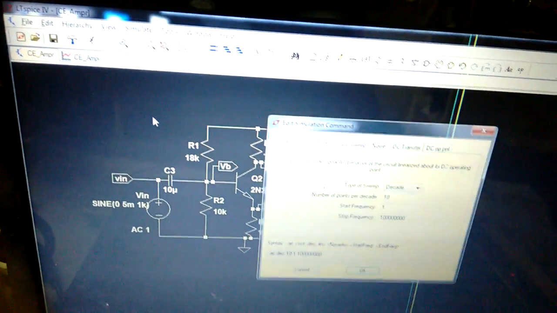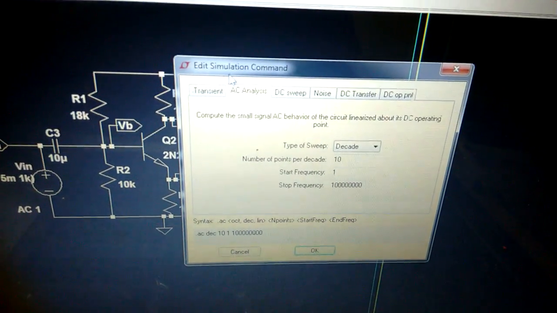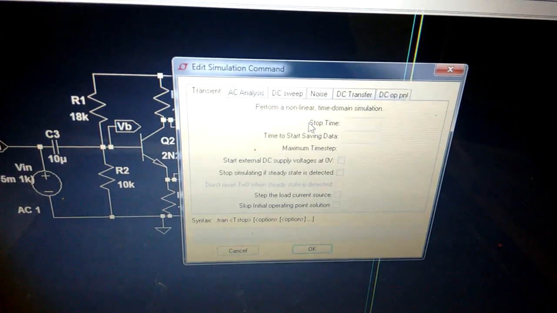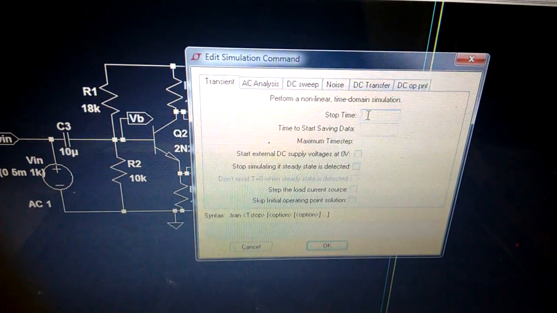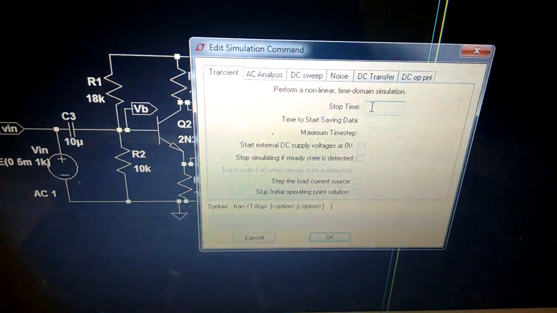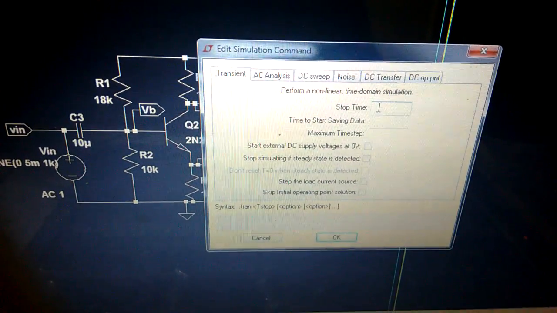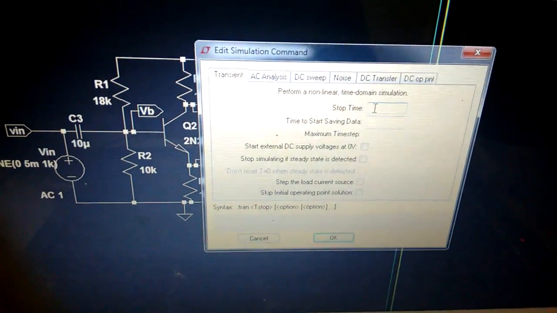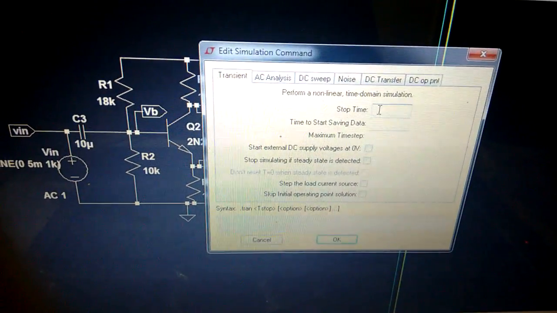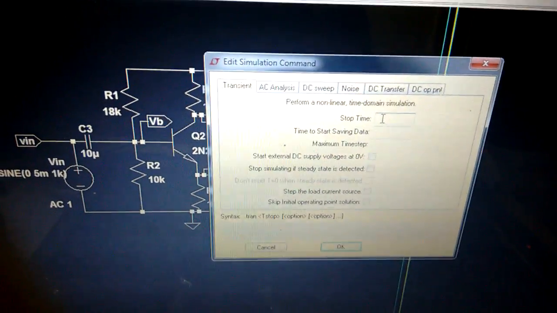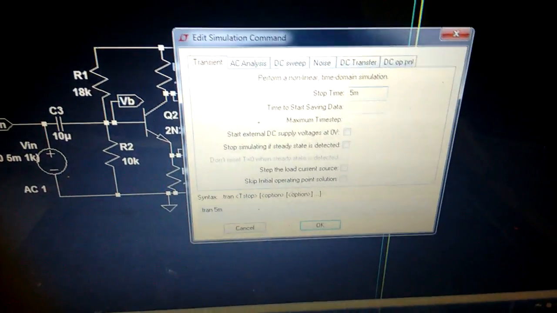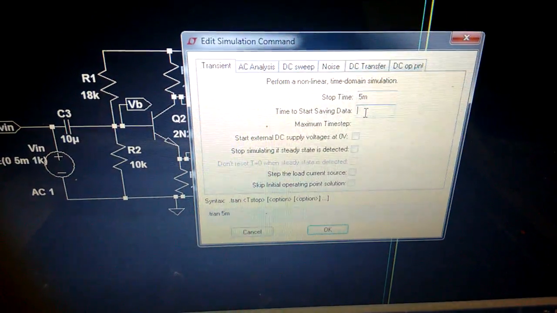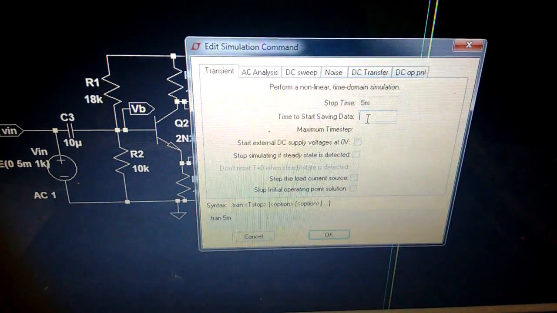and edit simulation command, go to transient analysis. Now how much stop time we need to give depends on the input frequency. The input frequency we have given is 1 kilohertz. If you convert into time, 1 by 1 kilohertz is 1 millisecond, so one cycle is 1 millisecond. If we need 5 cycles, I will give 5 milliseconds. If we give 10 milliseconds, you will get 10 cycles. The time to start saving data is generally 0.